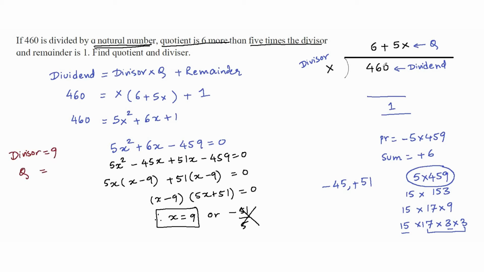And the quotient, of course, you can divide 460 by 9 to find the quotient, or the quotient is 6 plus 5x. x is 9. So 5 nines are 45. 45 plus 6 is going to be 51. So the quotient is 51 and the divisor is 9. This is the final answer.